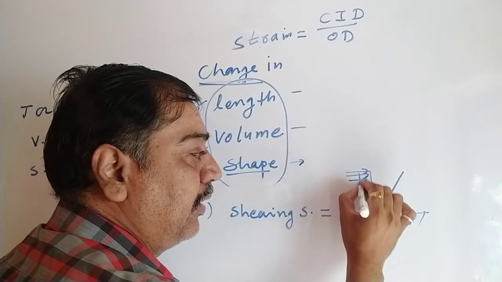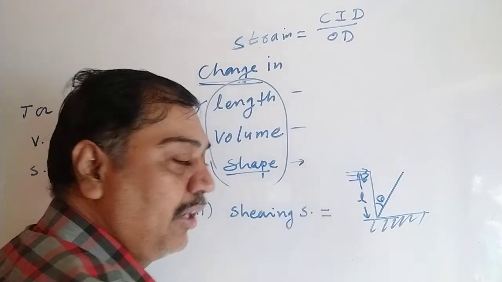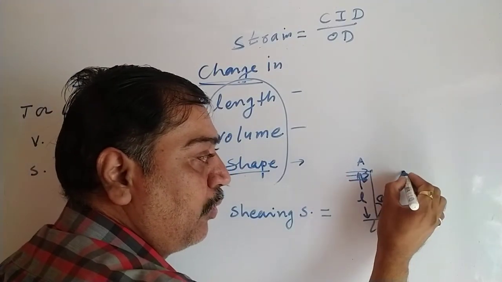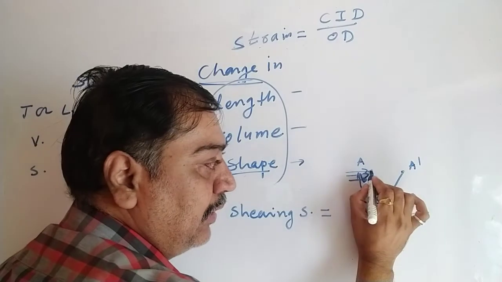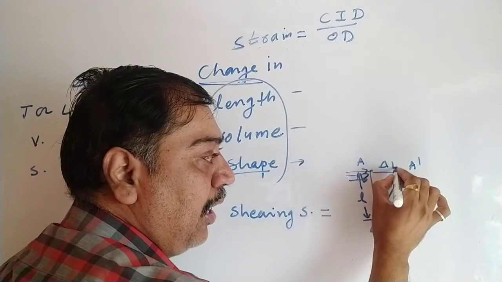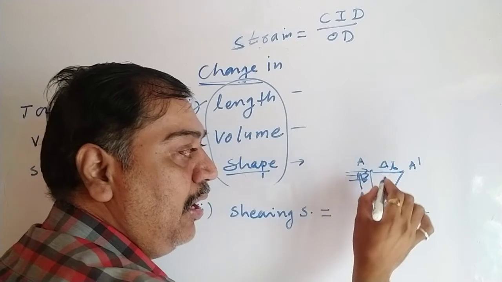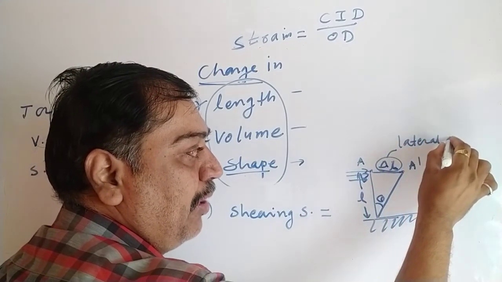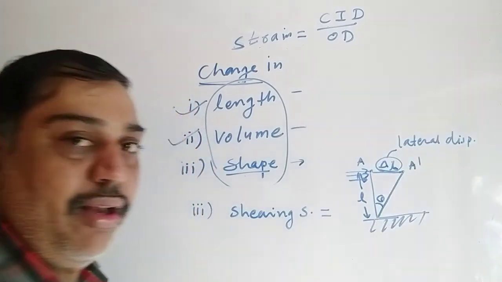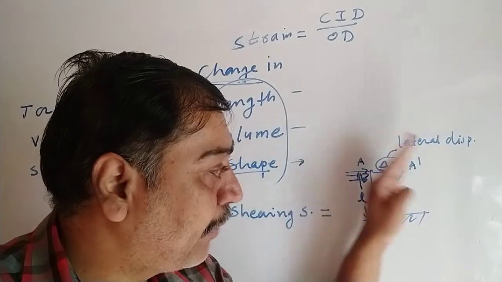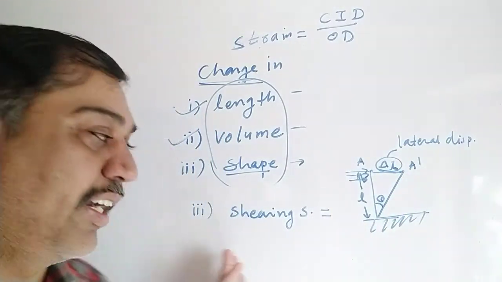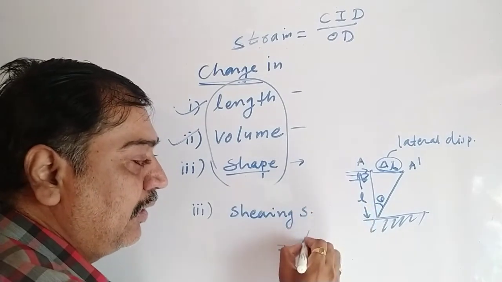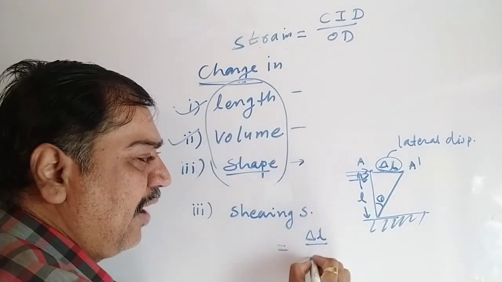And this length here is the original length L. The lateral displacement: initially it is at point A, and it now goes to the point A dash. This length is delta L, and this delta L is said to be the lateral displacement, the change in the shape of the object. So here shearing strain is the lateral displacement divided by the original length, so it is delta L divided by L.